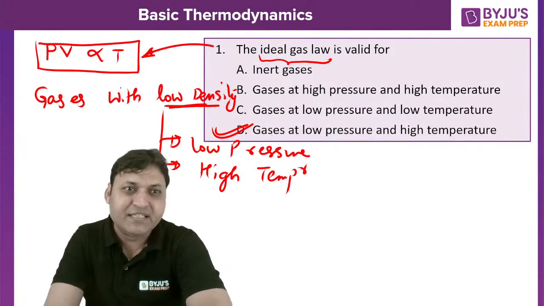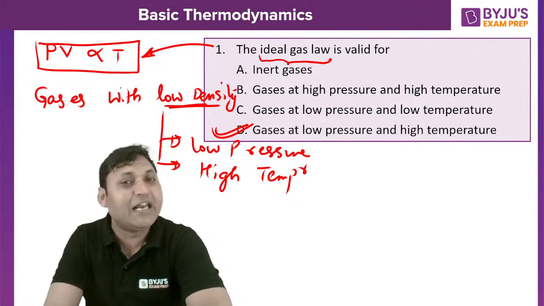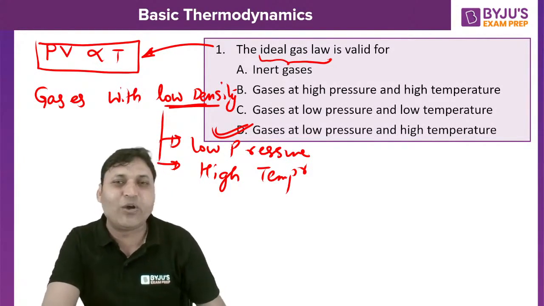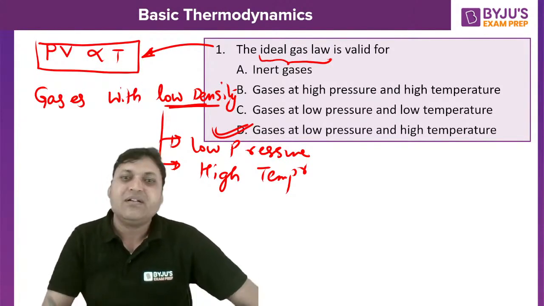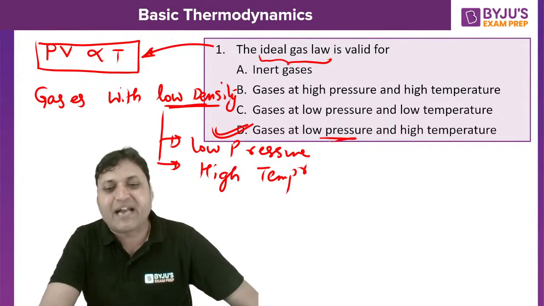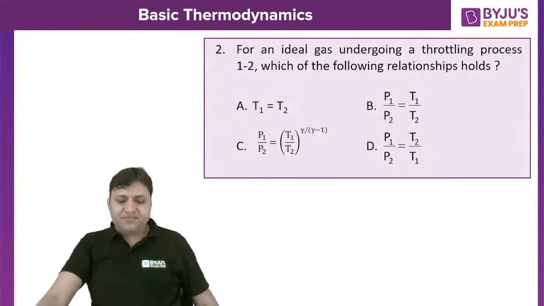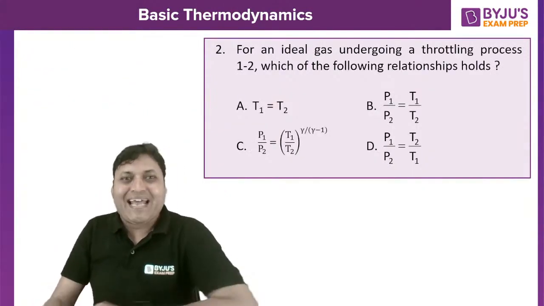It is option D. The gases which have very low density can be treated as ideal gas and they follow the ideal gas law. The gases at low pressure and high temperature. Let us move to the next one. Next question on the screen.